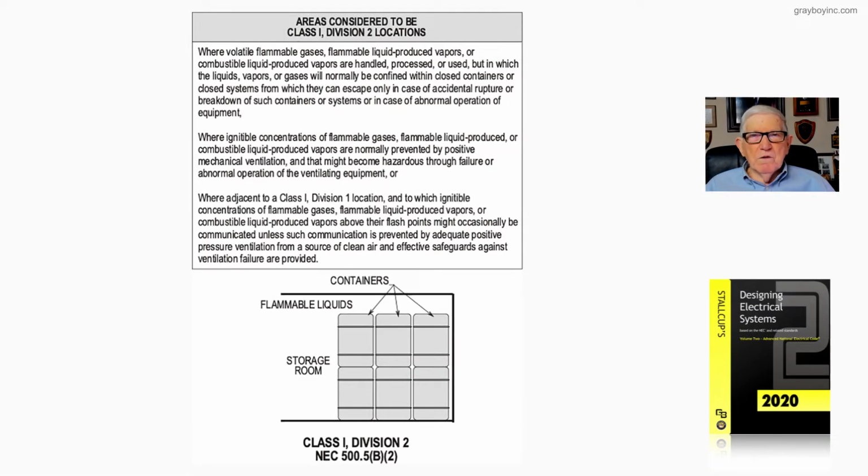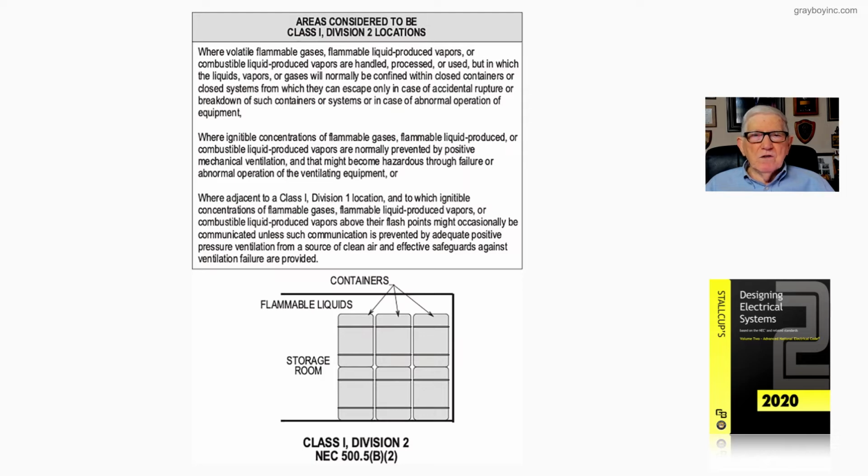Now let's review this figure 21-8B that deals with areas that we must consider to be classified as a Class 1 Division 2 location, but we'd actually do the classification in accordance with NFPA 497. We're just reviewing here to see if we have a problem.